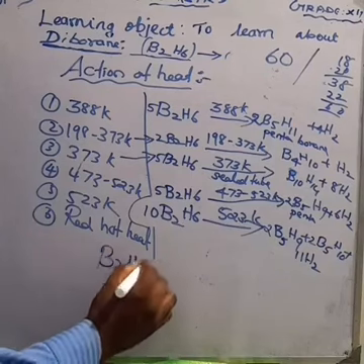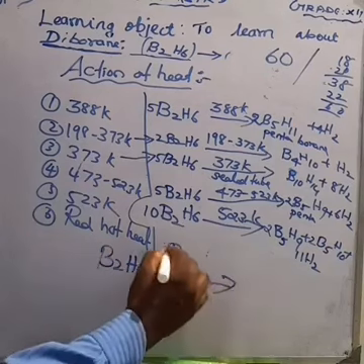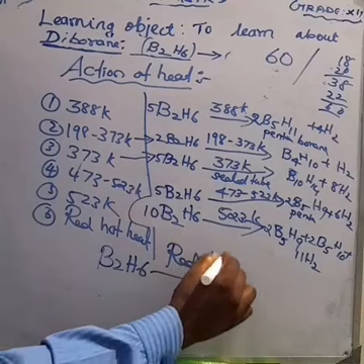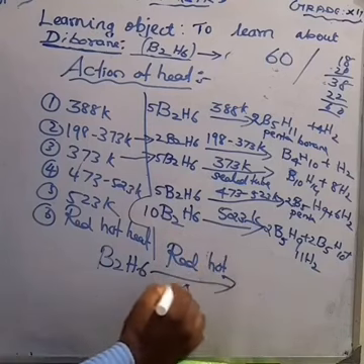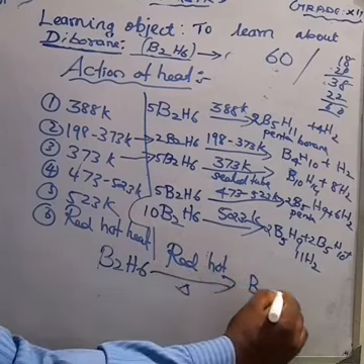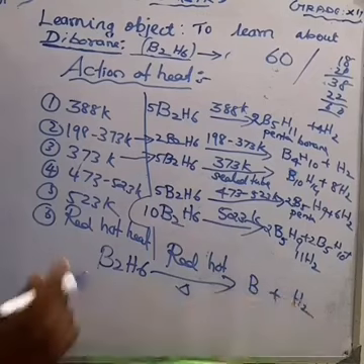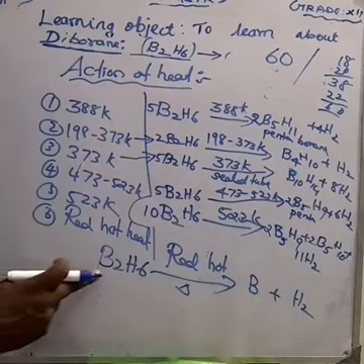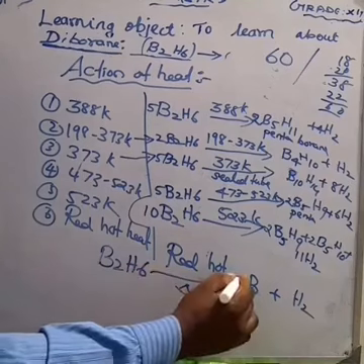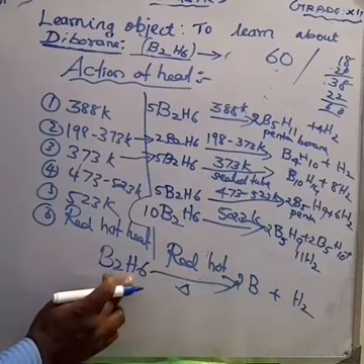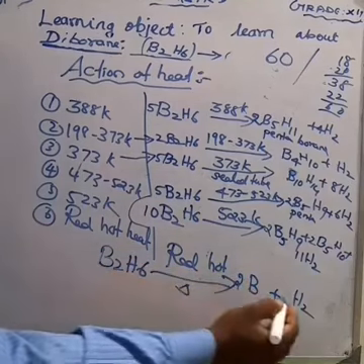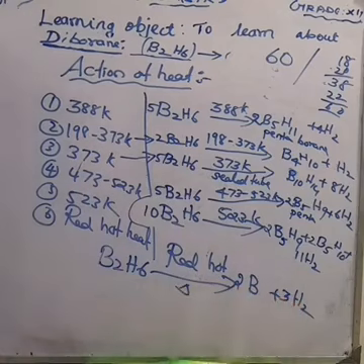Diborane B2H6 undergoes red hot heat. We get boron plus hydrogen. Okay, how can you balance the equation? The reactant side has 2 boron, so make it 2 boron on the product side, and also 3 hydrogen. Now the reaction is balanced.